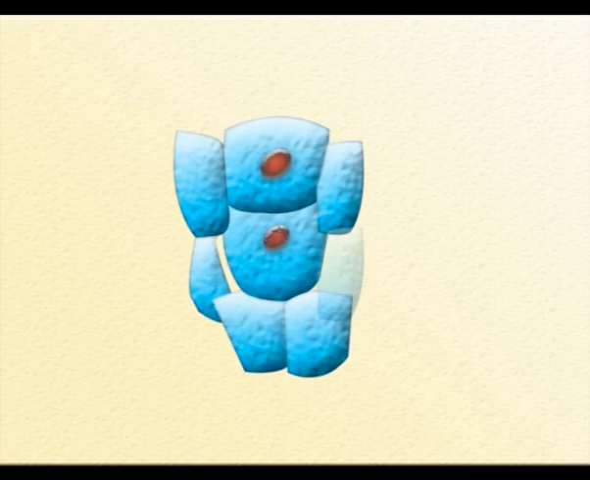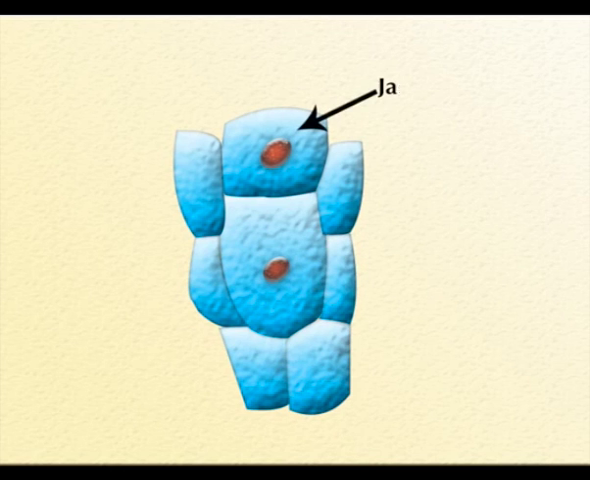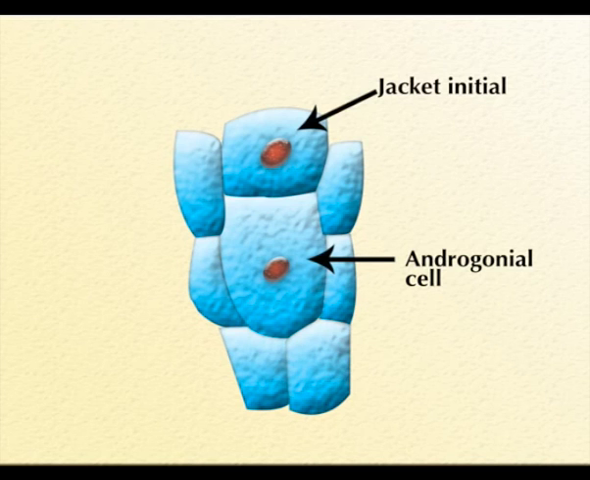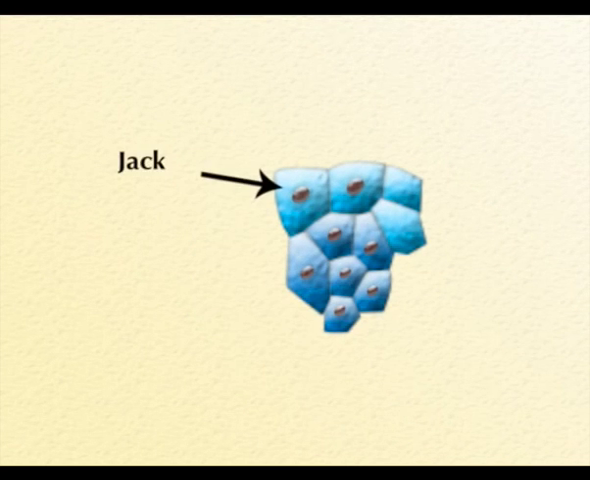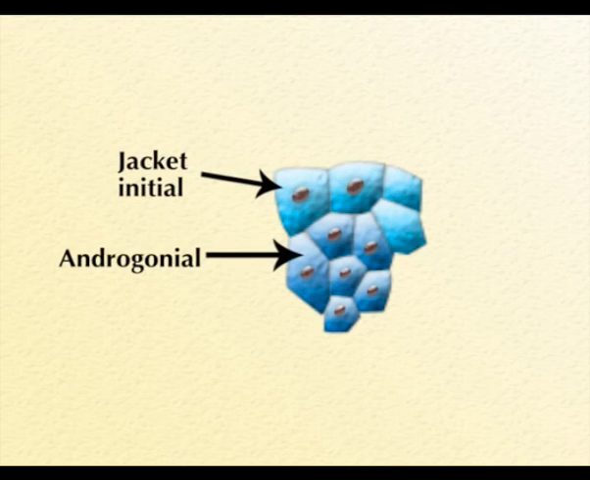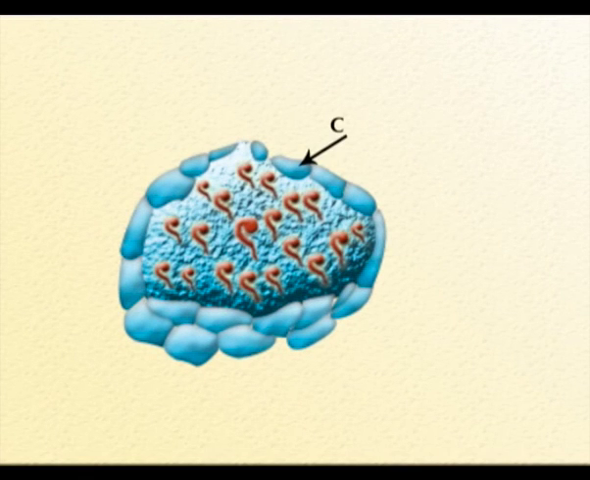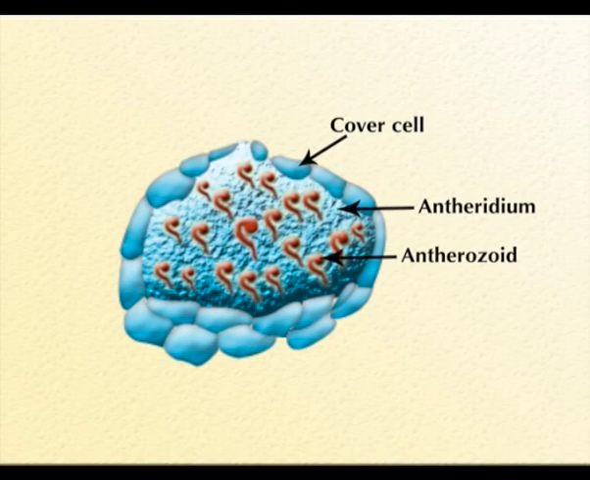The superficial antheridial initial divides periclinally into an outer jacket initial and an inner androgonal cell. The jacket initial divides only anticlinally and gives rise to a single layered antheridial jacket. A large triangular jacket cell at the apex of antheridium differentiates into a cover cell or opercular cell.